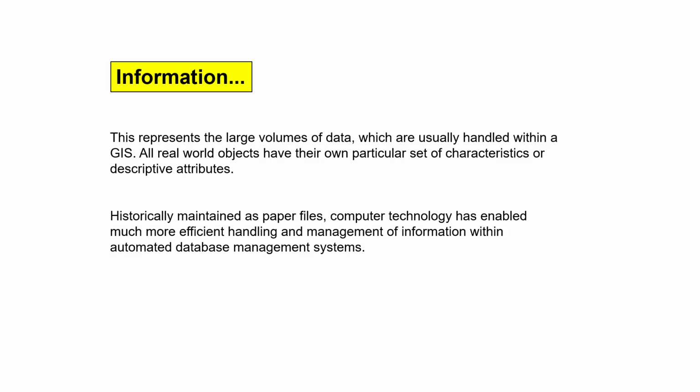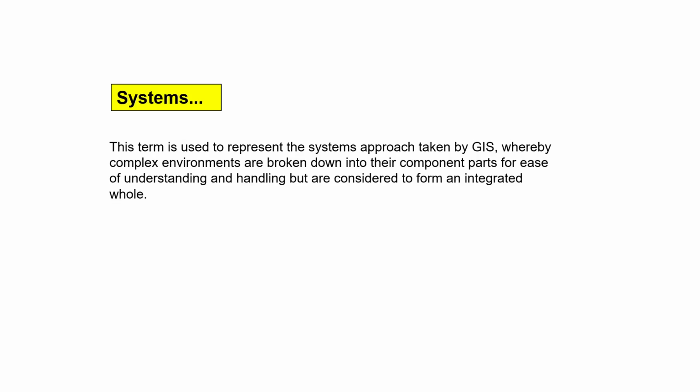GIS helps us not only to represent a visual picture, but also get information about all these features. Historically, information was maintained as paper files; computer technology has enabled much more efficient handling and management of information within automated database management systems.